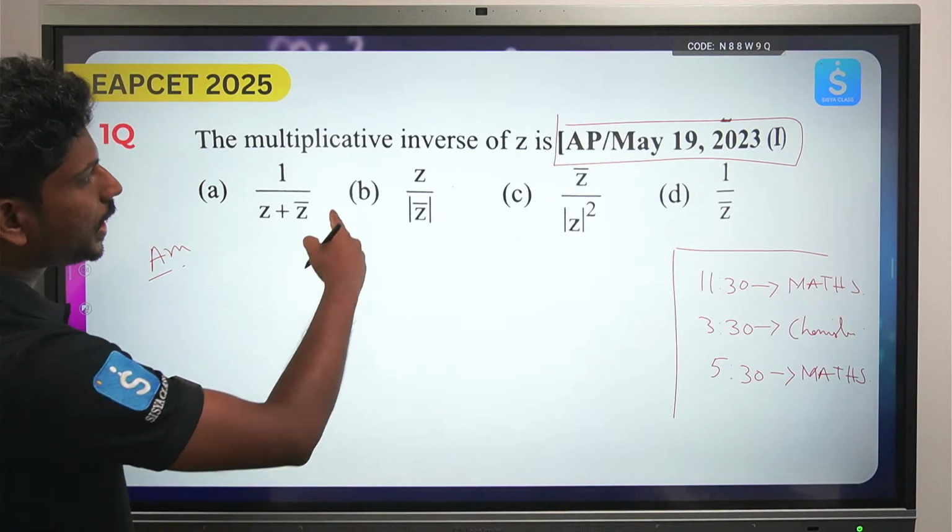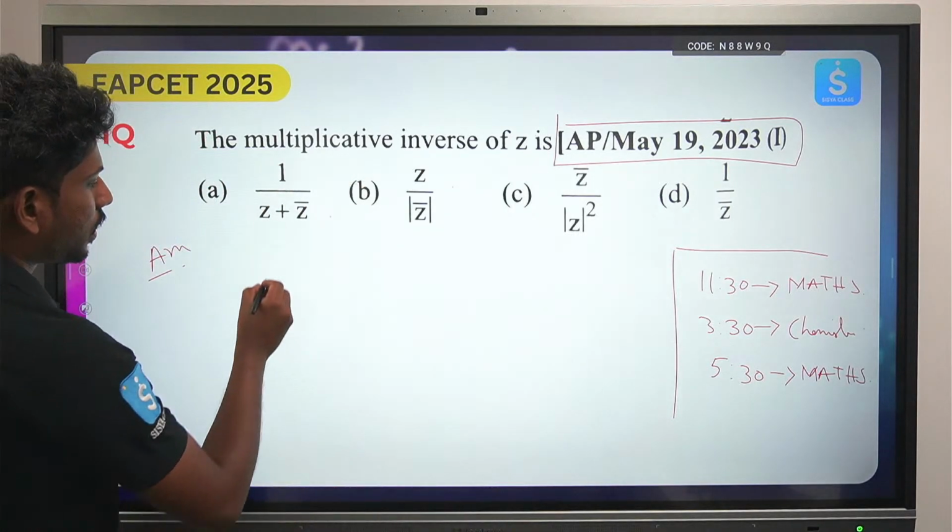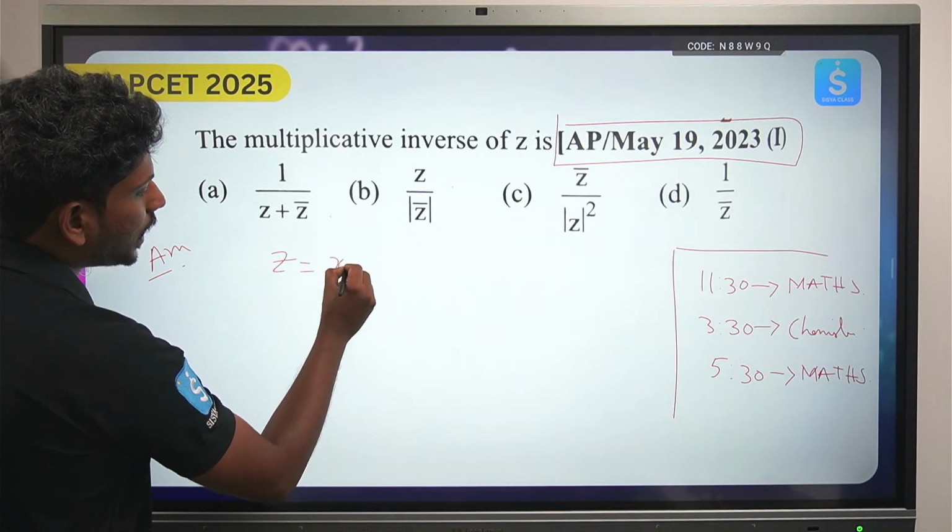Okay, now let's see here. Find the multiplicative inverse of z. So if you see, z is equals to x plus iy.